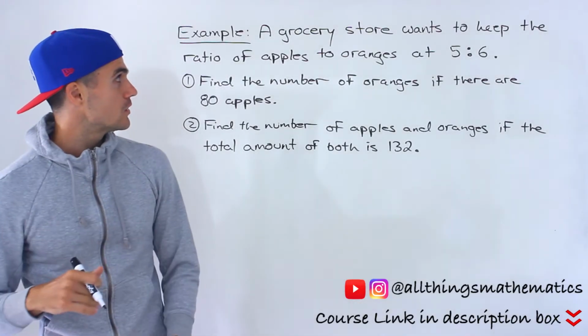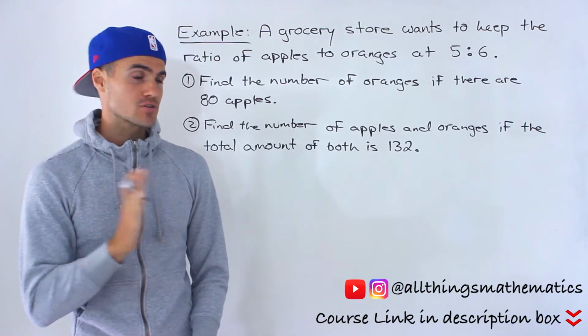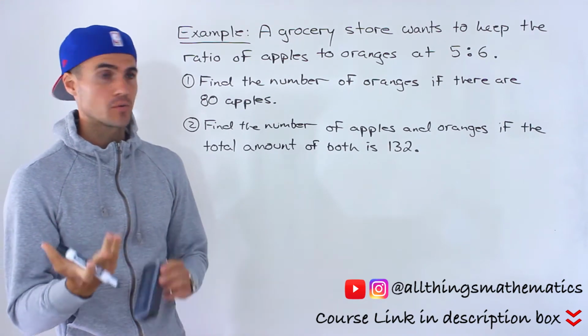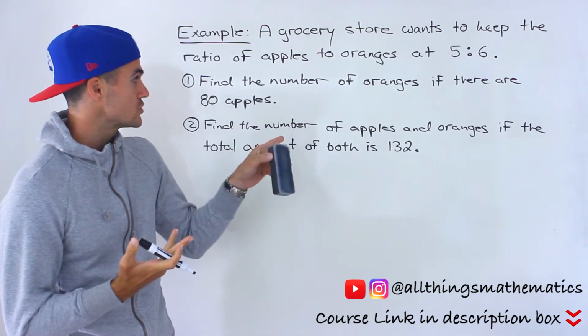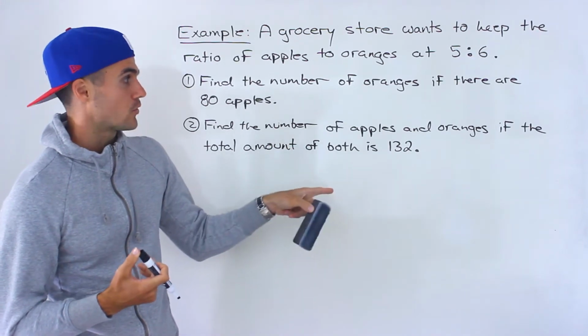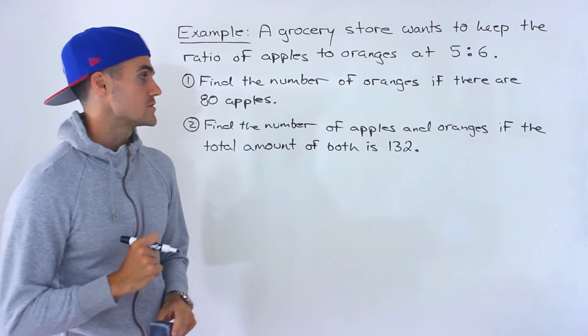In this next video, we're told that a grocery store wants to keep the ratio of apples to oranges at 5:6, and then based on that information, we've got two questions to answer. We've got to find the number of oranges if there are 80 apples, and then number two, we've got to find the number of apples and oranges if the total amount of both is 132.